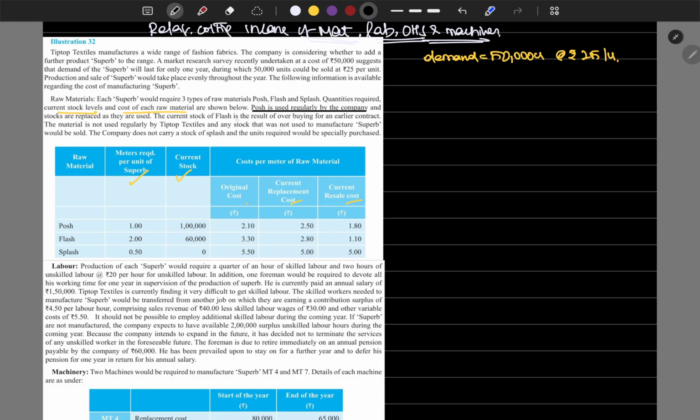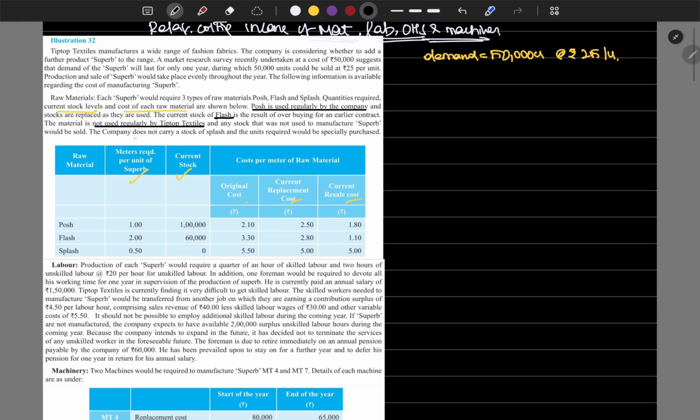Then the Flash: current stock of Flash is overbuying from an earlier contract. So this is not regularly used by Tip Top Textiles. Any stock that was not used to manufacture Superb would be sold. That's the realizable value we have to consider. The company does not carry a stock of Splash, and the units required have to be specifically purchased. They don't have any stock of Splash.